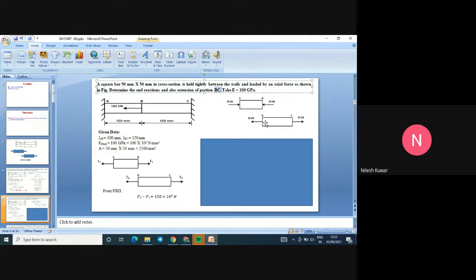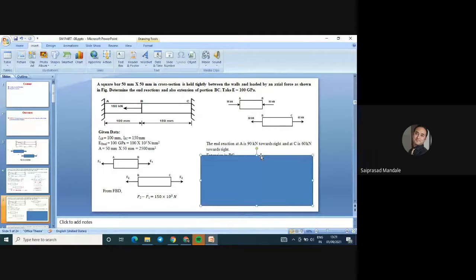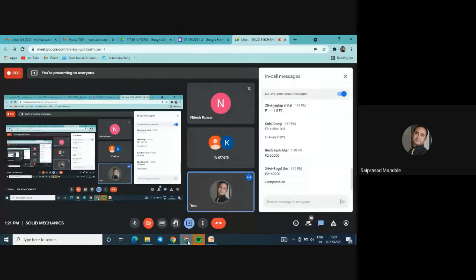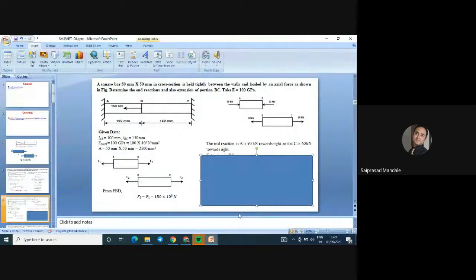Sir, PL upon AE. Very good. We are looking for PL upon AE. So delta L of BC is equal to PL upon AE of BC. Very good. Who has given the answer? Nilesh Kumar? Yes, sir. Good.